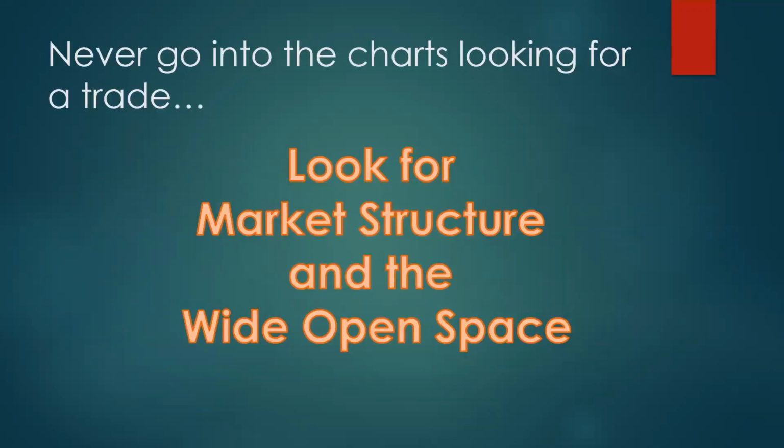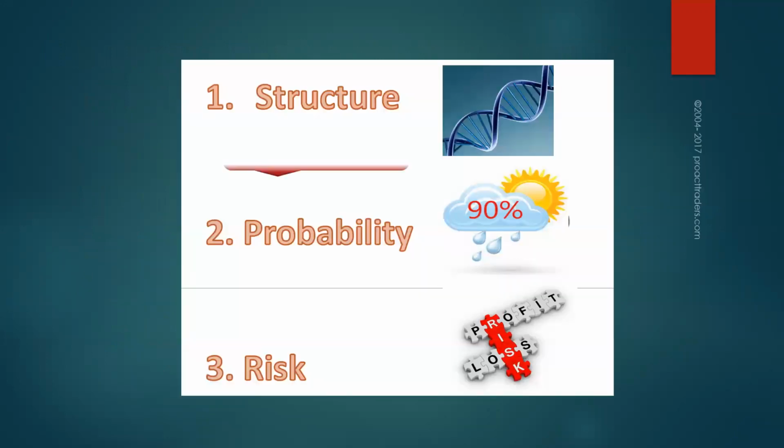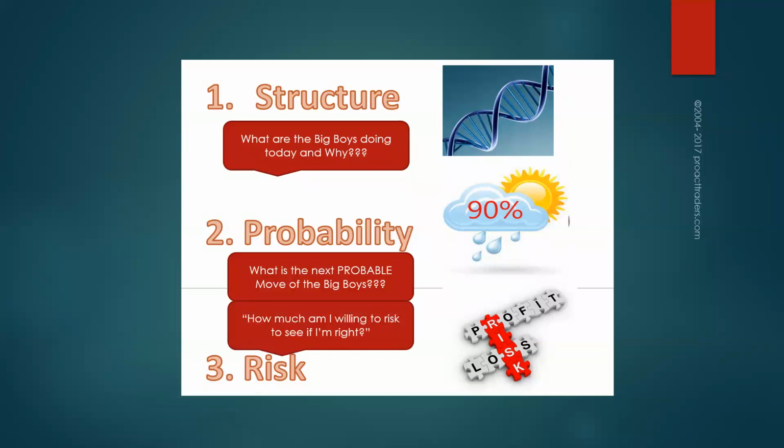Never go to the charts looking for a trade. Go looking for market structure. When you figure that out, find the wide open space based on that structure. There are 3 essential components to help your trading. The first one is structure. What are the big boys doing today, and why are they doing that? Once you got that figured out, the next thing is, what is the next probable move of the big boys? And by the way, you can't understand the probability of what the big boys are going to do until you do your 300 of everything, because that's what teaches you the statistical probability. Don't blow it off. How much am I willing to risk to see if I'm right is the final question.